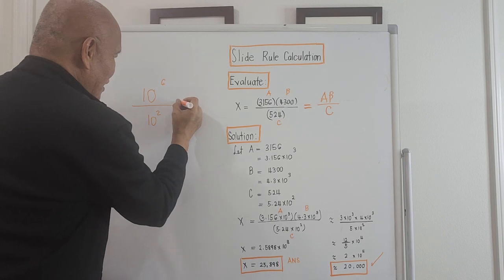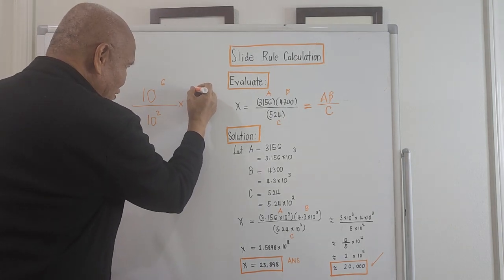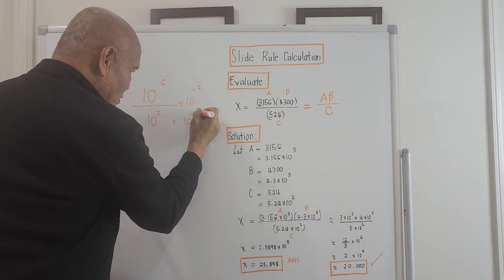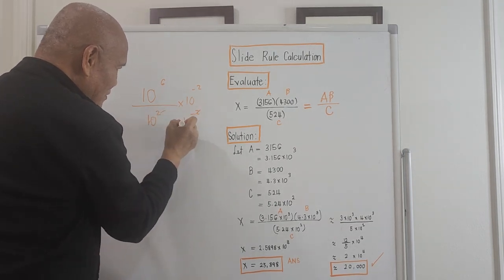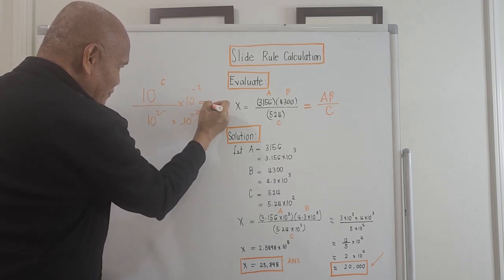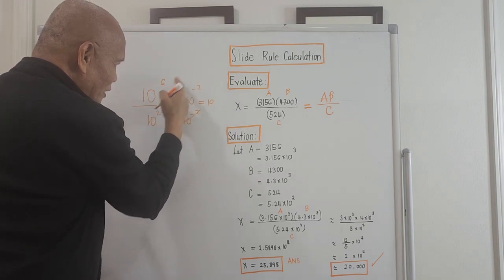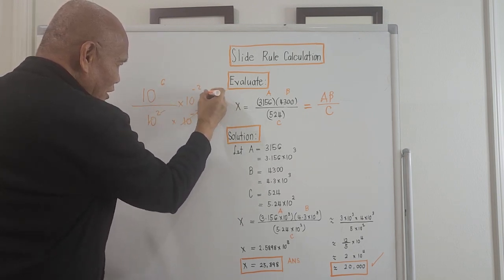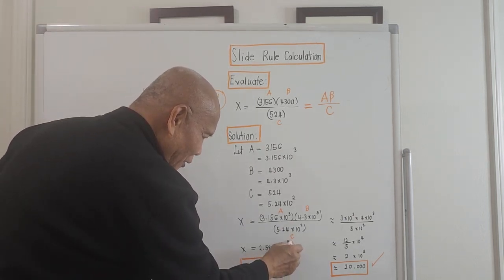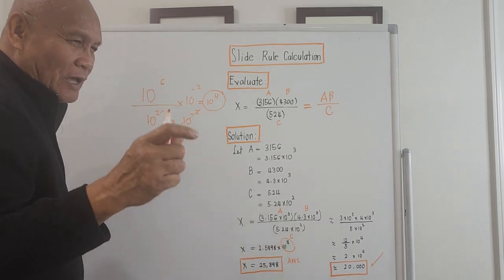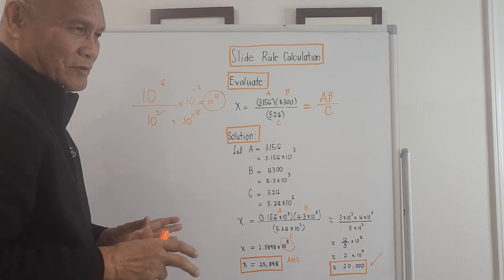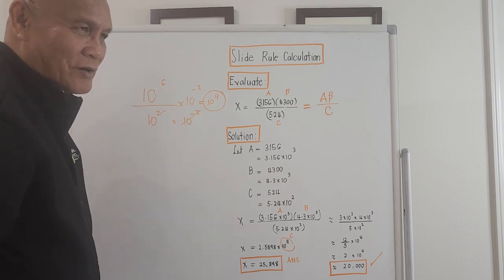Then multiply this by 10 to the minus 2, so this cancels out. Same base, different exponent: what comes out is the same base with the subtracted exponent. 6 minus 2 gives 4, so the multiplier of the final answer will be times 10 to the 4. Our only problem now is the starting digit of the final answer.